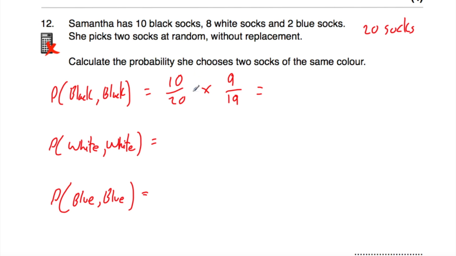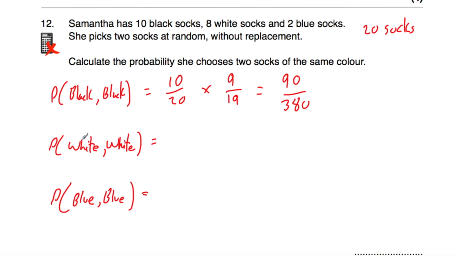So let's work that out. And when we work that out, now remember it's a non-calculator question, so 10 times 9 is 90, and 20 times 19 is equal to 380. So the probability of getting a black sock and another black sock would be 90 380ths. And obviously it's a non-calculator question, so we've had to work that out.